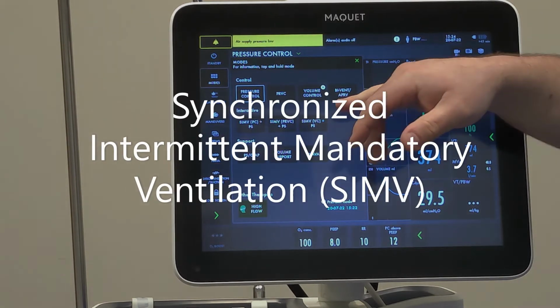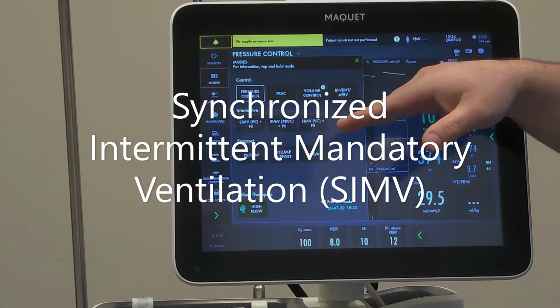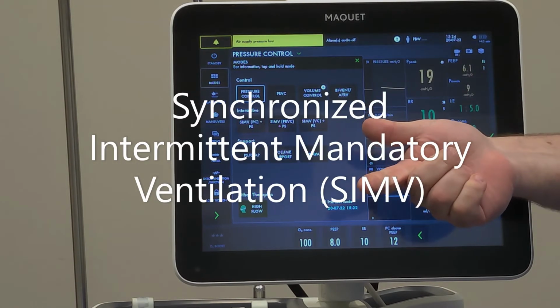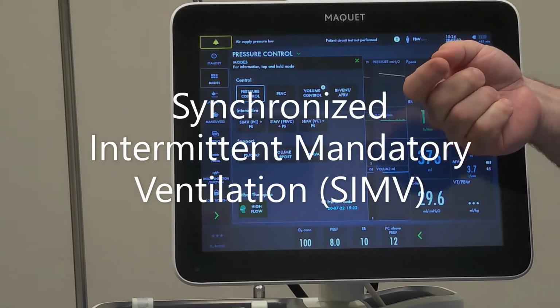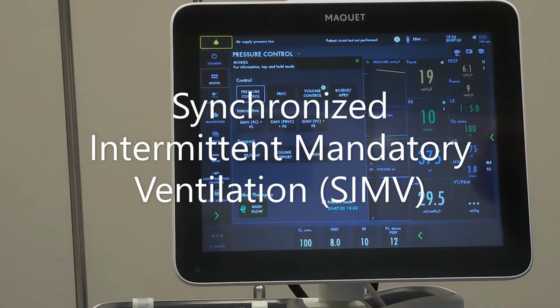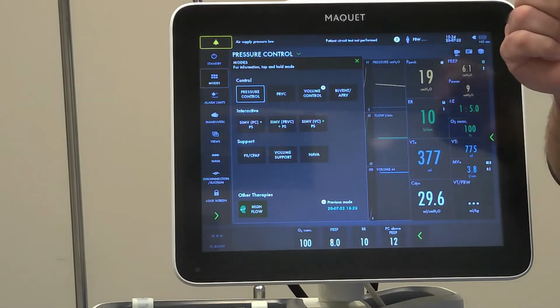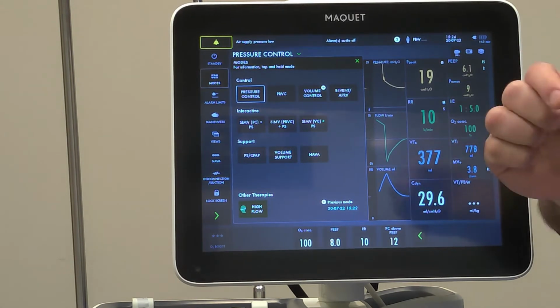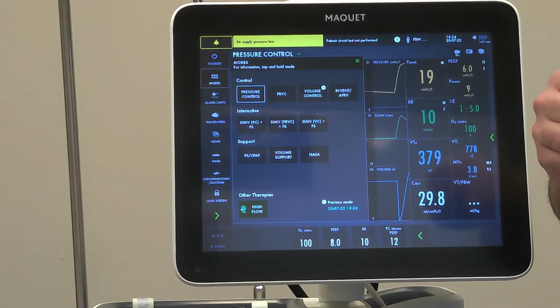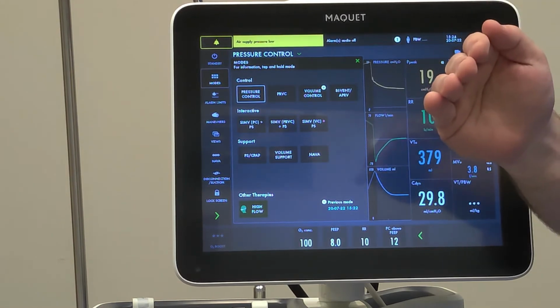Now, when we look at the spontaneous breathing modes, SIMV in any mode, whether it be pressure control, PRVC, or volume control, when it's an SIMV of those modes, it is slightly different. Earlier when I was saying volume control, every breath that the patient takes is mandated that set tidal volume, or with pressure control, mandated that set pressure control.